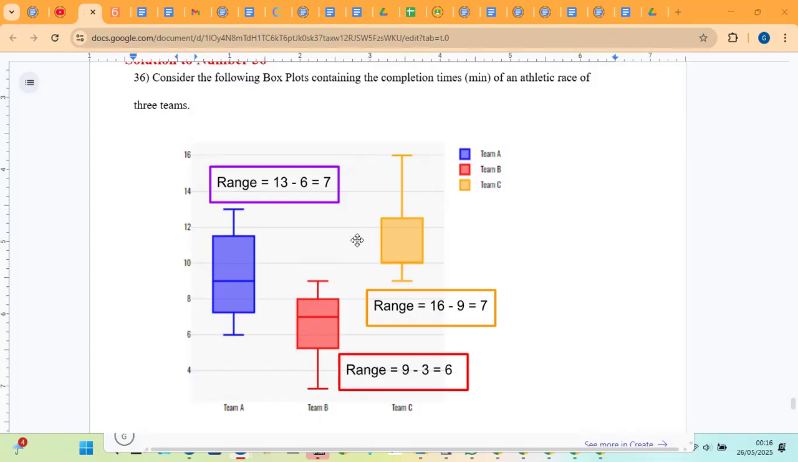So as you can see, team A has a range of 7, that's 13 subtract 6. Team B has a range of 6, that is 9 subtract 3. And team C also has a range of 7, just like team A, which is 16 subtract 9. So there's a tie between team A and team C. So team A and team C, they both have the greatest range.